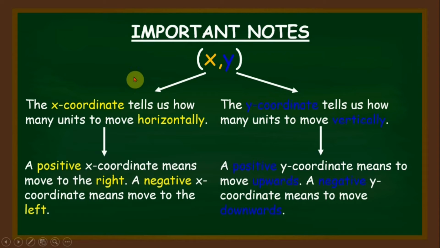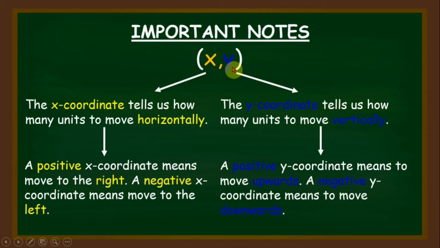Now, we have to remember these notes. This is very important when we're plotting a point, or a pair of coordinates, or an ordered pair on a Cartesian plane. The x-coordinate tells us how many units to move horizontally. If the x-coordinate is positive, that means we have to move to the right. On the other hand, if the x-coordinate is negative, it means that we have to move to the left. You have to remember as well that we have to start with the x-coordinate.